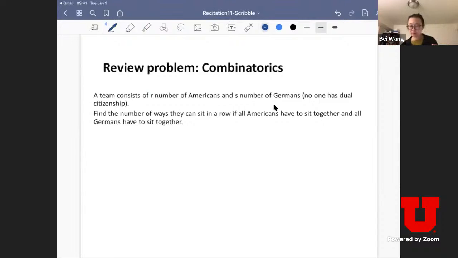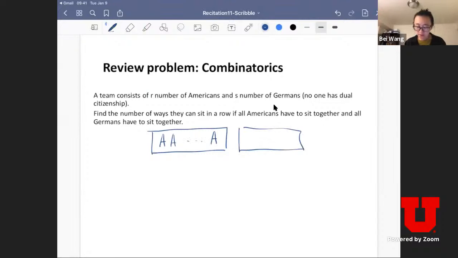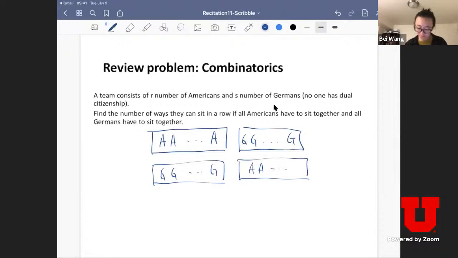Okay, so now let's look at how to solve this. Because all the American students have to sit together, I'm going to put them into one single unit. Those are all the American students, and this unit is all the German students. So there are actually 2 ways: Americans all sit to the left of the Germans, or all the Germans sit to the left of the Americans. So there are 2 ways of doing that.